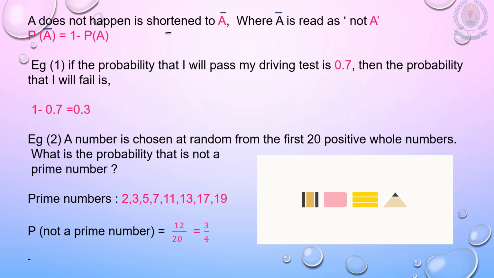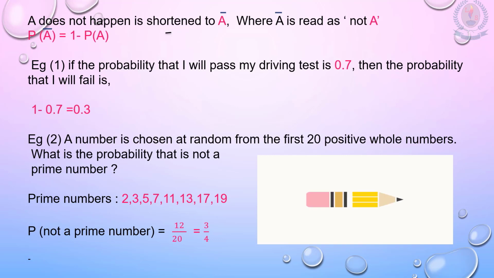So here you can see the example. If the probability that I will pass my driving test is 0.7, then the probability that I will fail is? The probability that I will pass my driving test is 0.7, and we are asked for the probability that I will fail. So you can find it by 1 minus 0.7, which is 0.3.